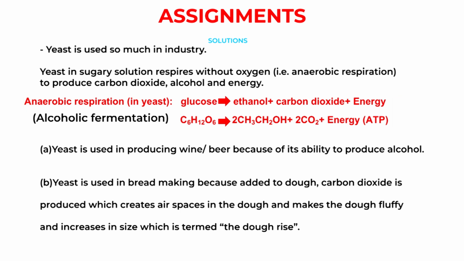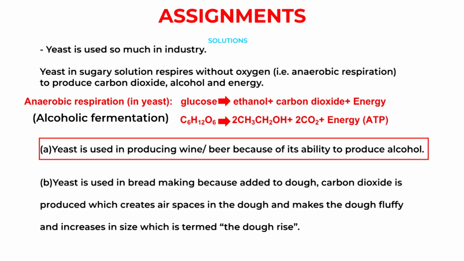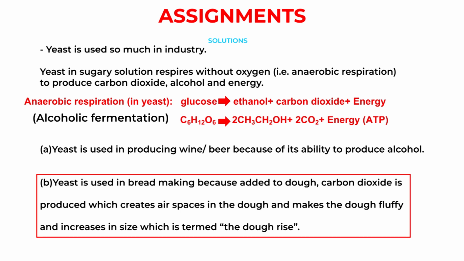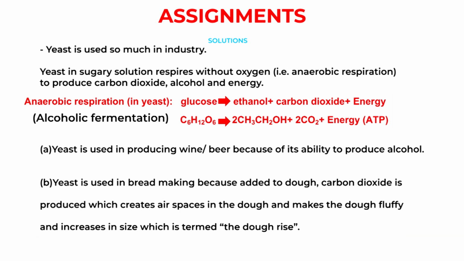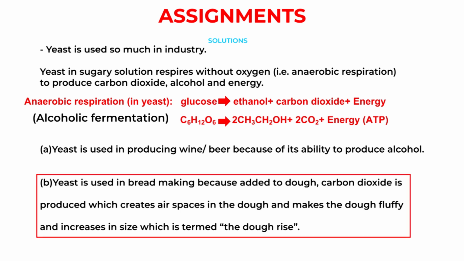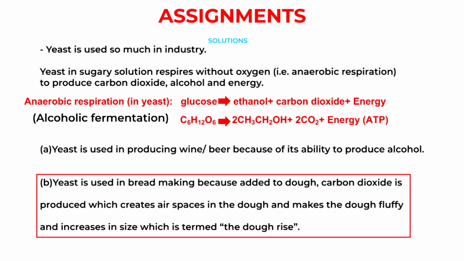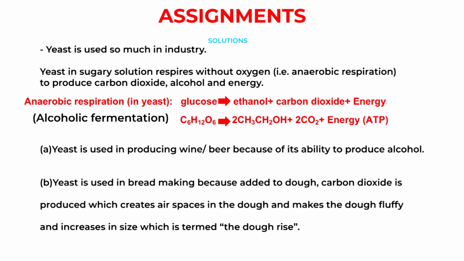See the definition there. So, when yeast is used in the wine industry to produce beer, it's because of the ability of the yeast to produce alcohol. Then yeast is also used in bread making because when it's added to dough, it produces carbon dioxide, which causes the dough to be light in weight and fluffy. We say it causes the dough to rise, and that is why it is used in the baking industry.